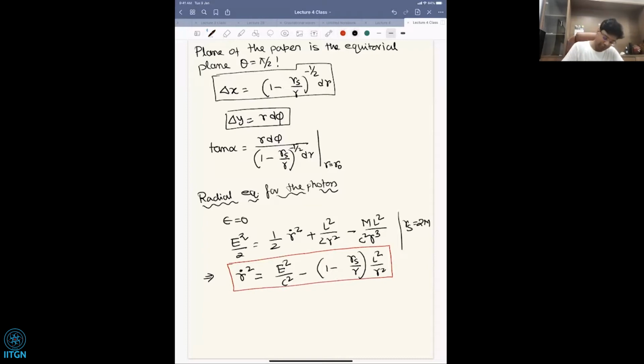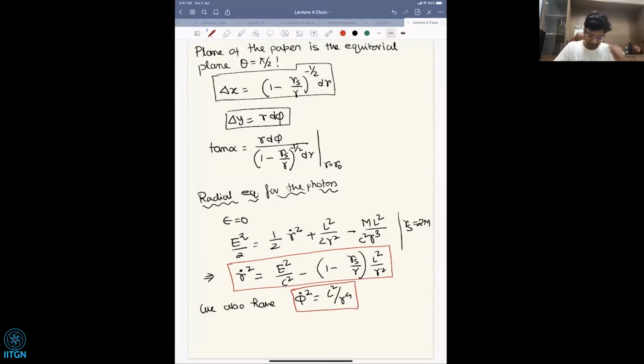Again we have another equation. We also have phi dot square equal to L square by r to the power 4. This is just coming from the definition of the angular momentum. So we have r dot square, and we have phi dot square.